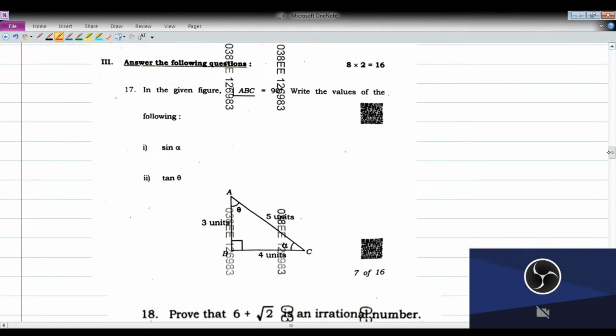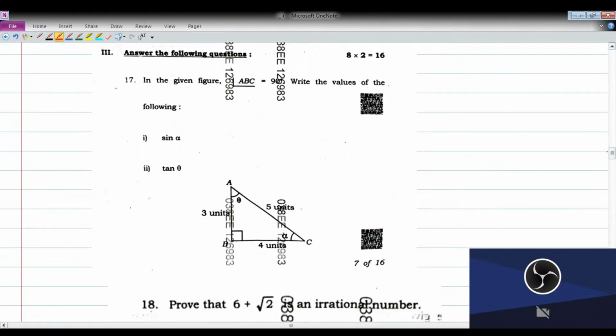My next question is, in the given figure angle ABC is equal to 90 degrees. What is given? Angle ABC, that is angle B, is a right angle here. Write the values of the following. You have to find sin alpha and cos alpha. Whenever you consider a right angle triangle, for sin alpha, when I consider this angle alpha, this will become the opposite side, this the hypotenuse, and this the adjacent side. We all know sin alpha is always equal to opposite divided by hypotenuse. So that will be 3 units divided by 5 units.